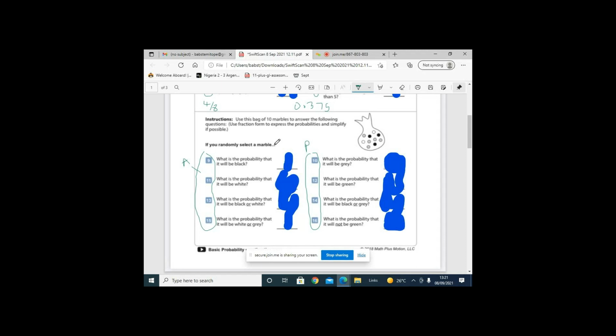Oh, sorry, if I may ask, question 13. Is that what is the probability that it will be black or white? White, is that 2/10? No, or 1/10? No, I got it confused there now. When you say probability that it's going to be black or white, are you adding them together? Yes, you have to add them together. Okay, that's fine, I'm all right there.